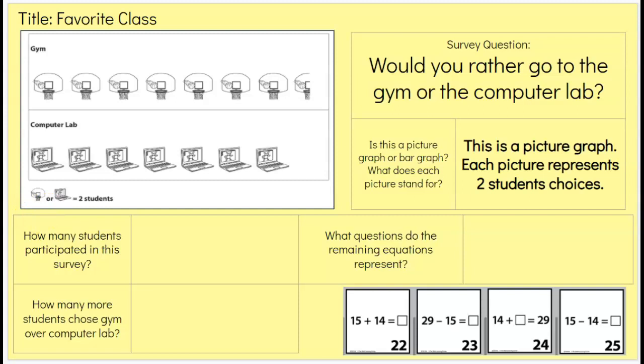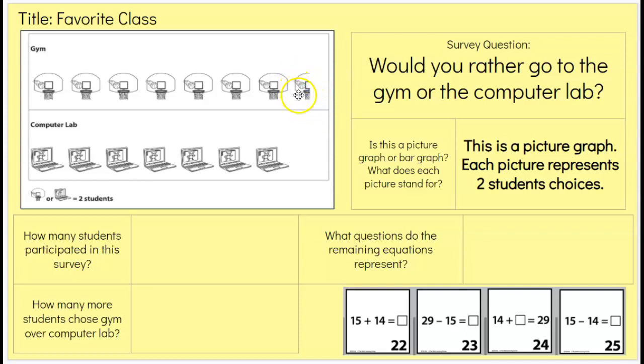Each picture represents two student choices. So instead of thinking that, well, one picture of the basketball hoop is one student that voted for gym class for their favorite class or PE class, it's actually two students. Each picture means two. Show me a connection if you notice this last picture down here.